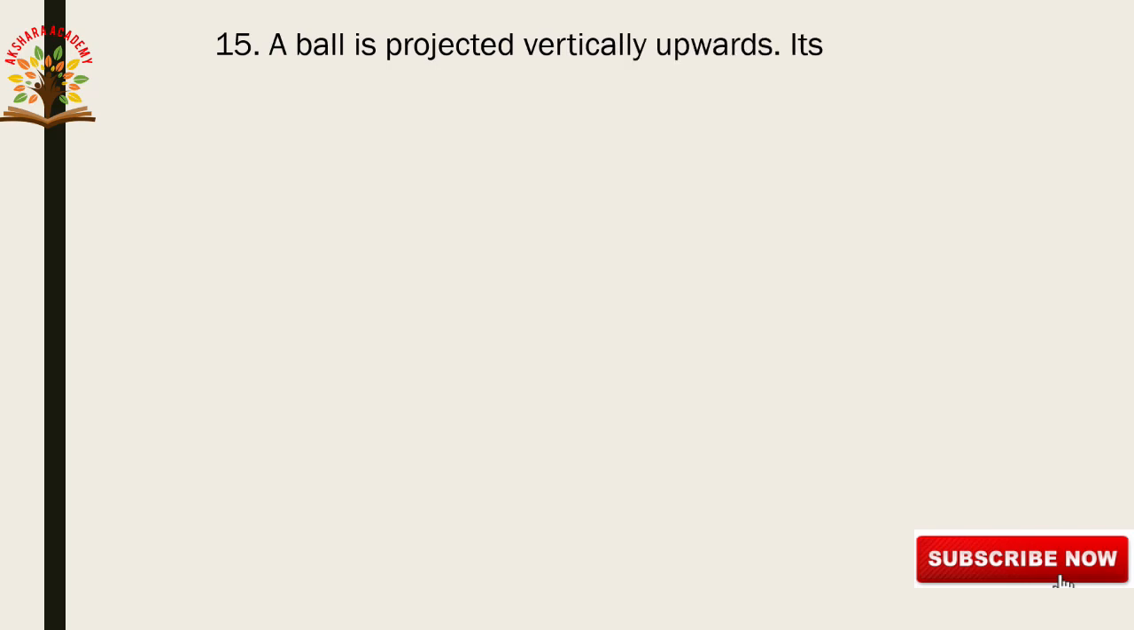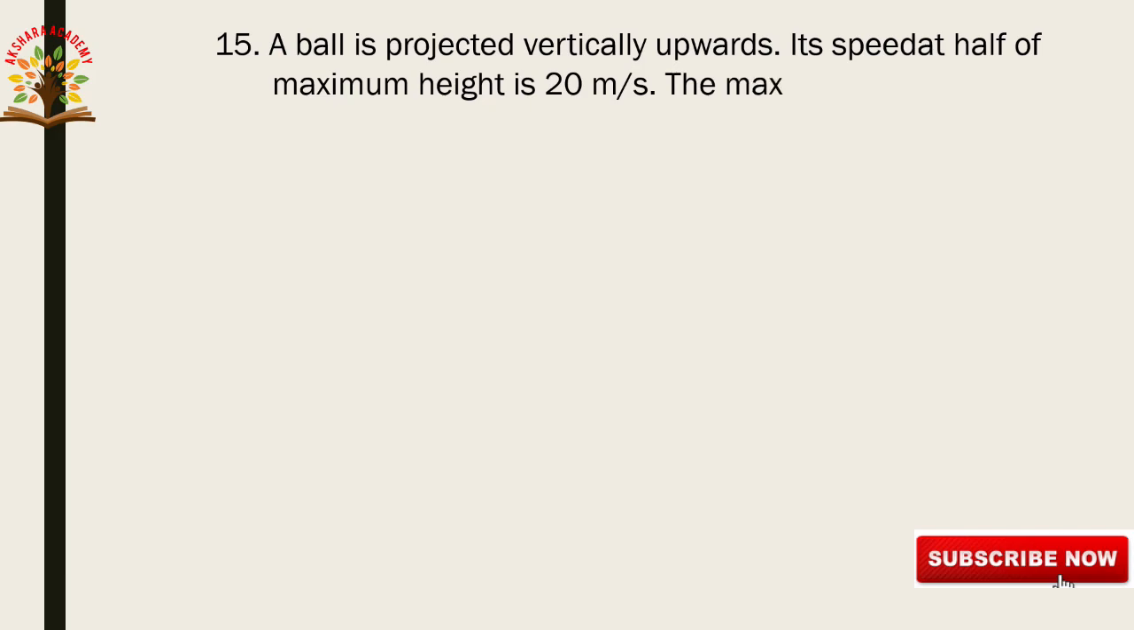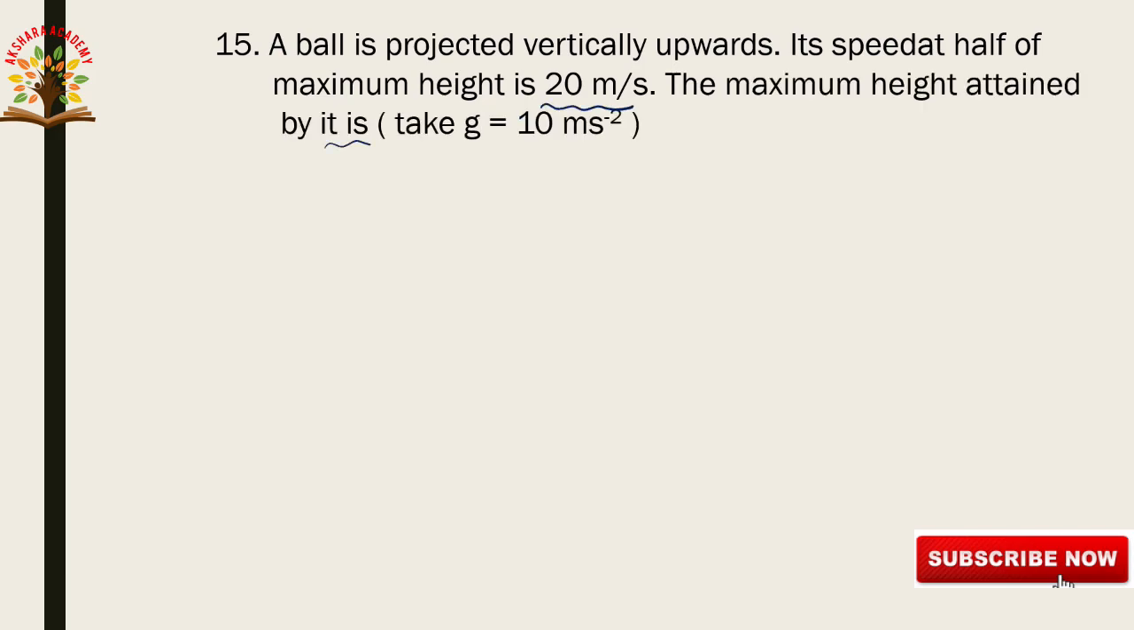Next we go to the next question. 15th one. A ball is projected vertically upwards. Its speed at half of maximum height is 20 meters per second. The maximum height attained by it is... they given g as 10 meters per second square. Now let us go to the solution here.